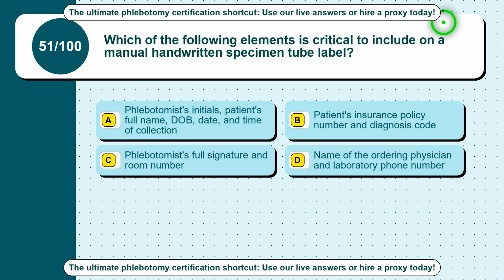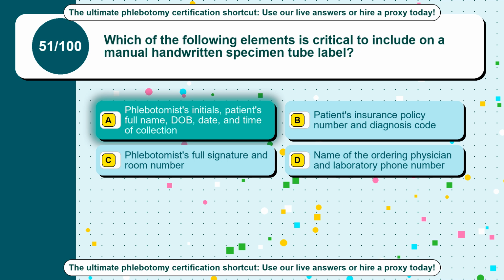Question 51. Which of the following elements is critical to include on a manual handwritten specimen tube label? Option A, phlebotomist's initials, patient's full name, DOB, date, and time of collection. Option B, patient's insurance policy number and diagnosis code. Option C, phlebotomist's full signature and room number. Option D, name of the ordering physician and laboratory phone number.